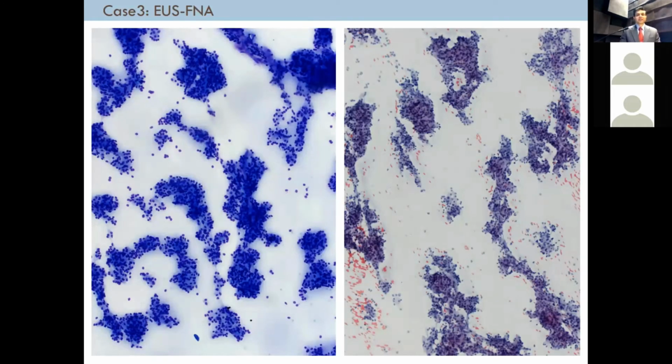So these are the cytological preparations. As you can see, they are quite cellular and are composed of irregular, very crowded groups. If you look at these clusters, they have a little bit of a grape-like appearance. Also seen within the clusters, you can probably pick out some vague acinar formations. In the background, a few naked nuclei are seen.